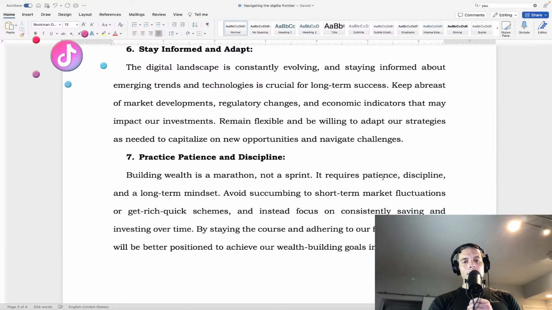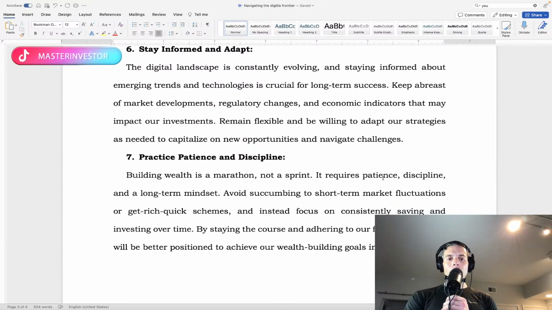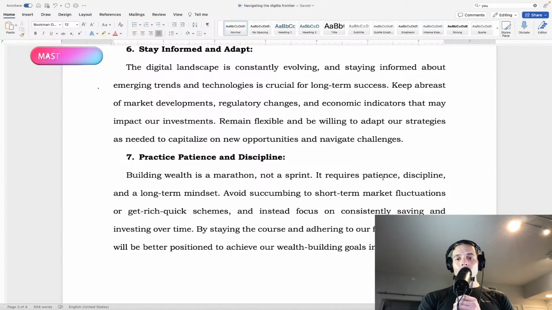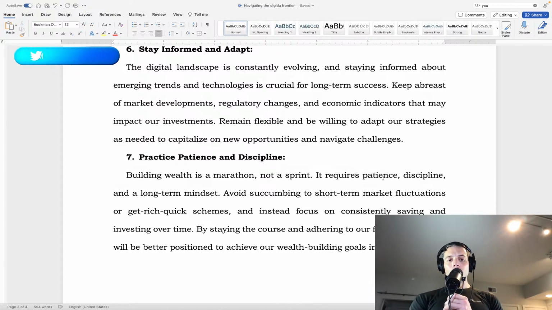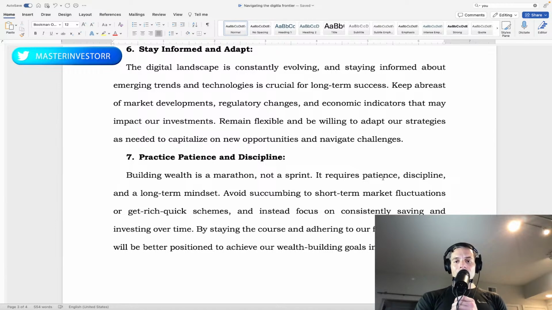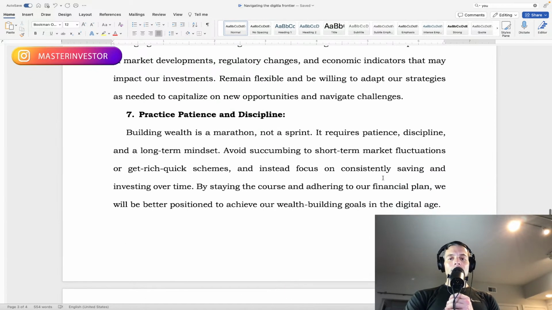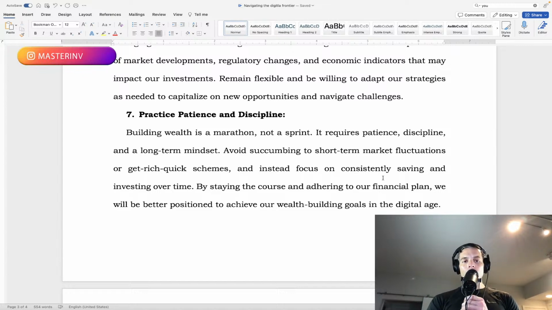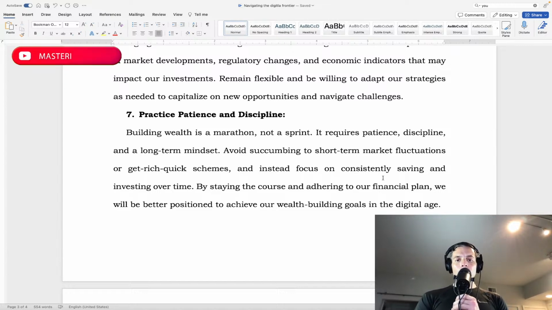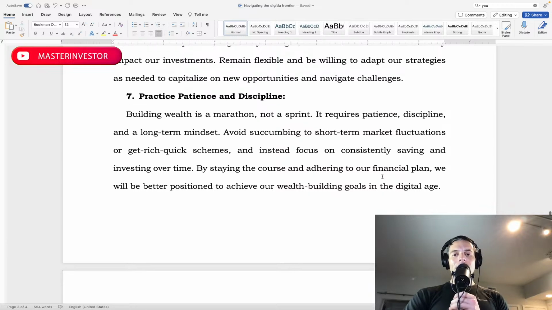Number 6, stay informed and adapt. The digital landscape is constantly evolving, and staying informed about emerging trends and technologies is crucial for long-term success. Keep abreast of market developments, regulatory changes, and economic indicators that may impact our investments. Remain flexible and be willing to adapt our strategies as needed to capitalize on new opportunities and navigate challenges.